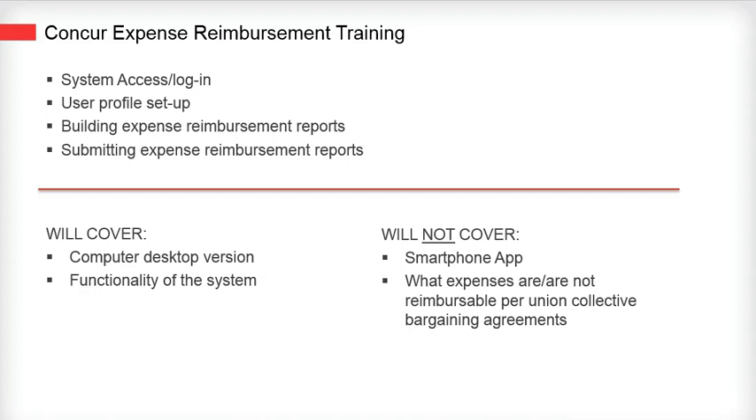the smartphone app. This training will also only cover functionality of the Concur system and not discuss what expenses are or are not reimbursable per the various union collective bargaining agreements. That information can be obtained by contacting your crewing administrator. So with that, let's get started.